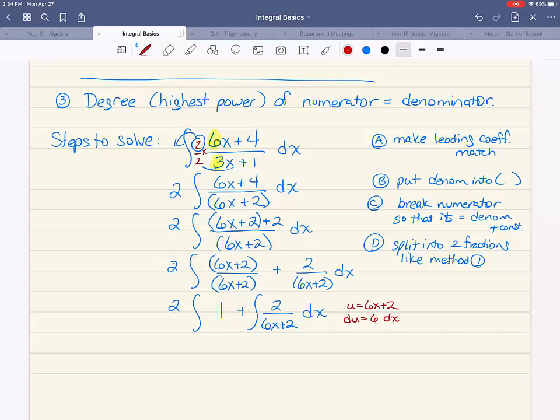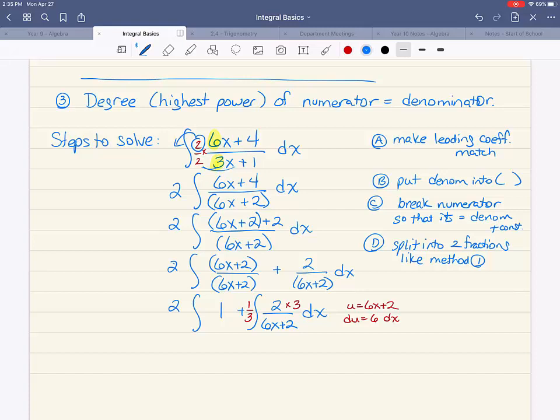Now actually, I misspoke just now. du is not the top. We need to make du the top. du is 6 dx. Now I have a 2 on top. So what I want to do is multiply that 2 by 3 and then put a 1/3 outside of that integral only. That only applies to the first integral. Okay?